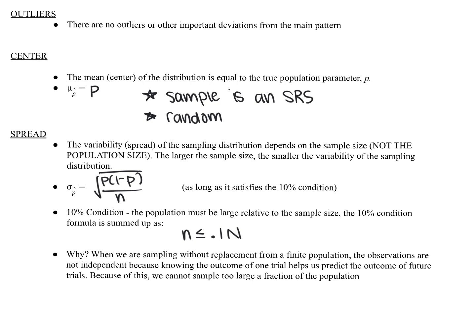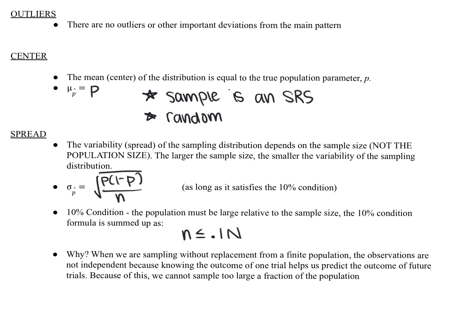So either SRS specifically or random. Then we have to check our spread, so our variability. It depends on the sample size and not the population size. The larger the sample size, the smaller the variability of our sampling distribution. So our formula, sigma sub p hat, is the square root of p times 1 minus p all over n, as long as it satisfies the 10% condition.